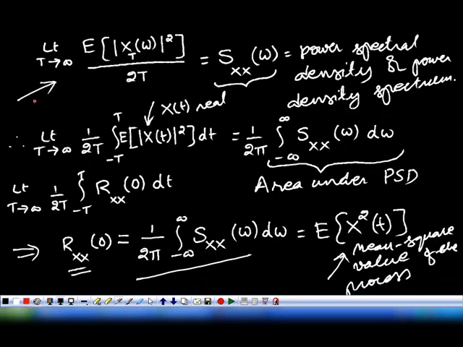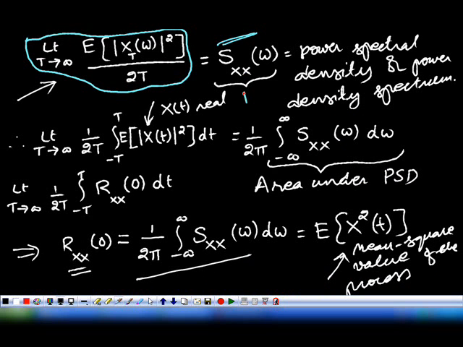See, we define this as the power spectral density. The power spectral density is equivalent to limit T tends to infinity, expectation of this divided by 2T, and that is denoted as this. We can also call this PSD, power spectral density. So it is the quantity that indicates the density of the power with respect to frequency, or the distribution of the power of the random process with respect to frequency. Understood? What are the units?